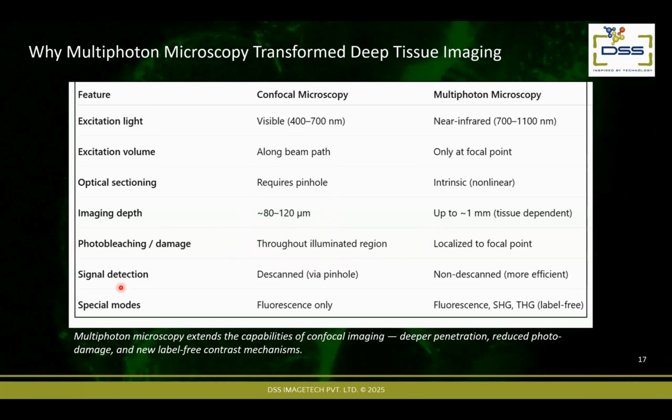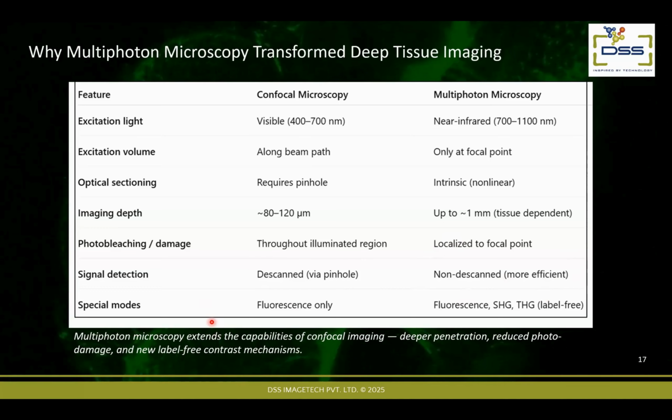For signal detection, like I explained in the previous slide, in confocal microscopy the emitted light comes through the same path as the excitation light, and it goes back through the pinhole. In multiphoton microscopy, the non-descanned detectors, which are placed close to the objective, enable efficient capture of the photons. And that's why you get a better contrast and better signal.